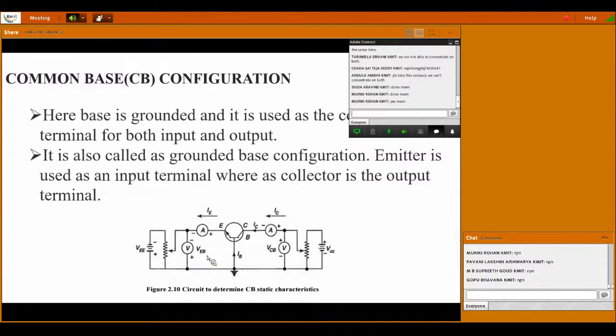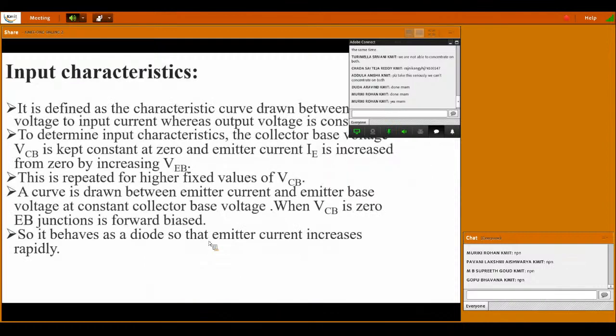So VEB, the base to emitter junction voltage, we will vary it. Then we will observe whether IE is increasing or not. So the input characteristic gives you the curve drawn between your input voltage and the input current, if the output voltage is constant. Is it clear, everybody?